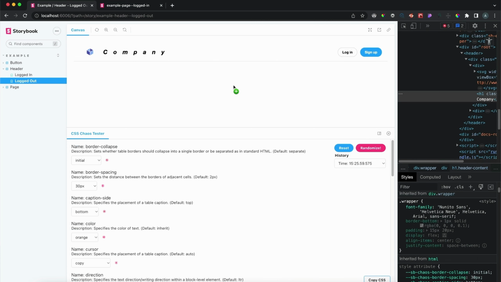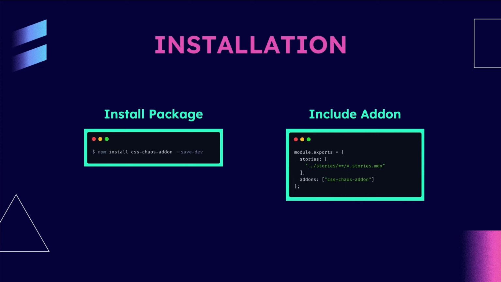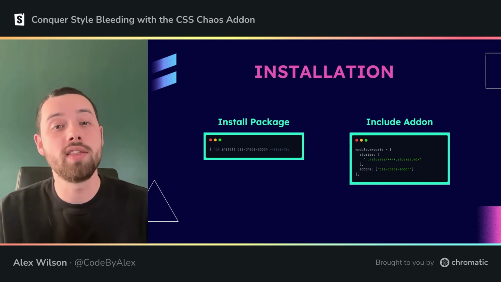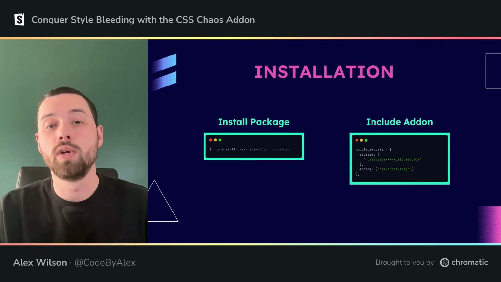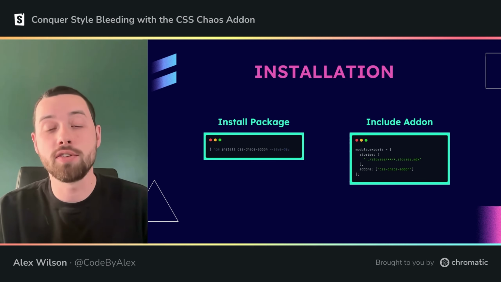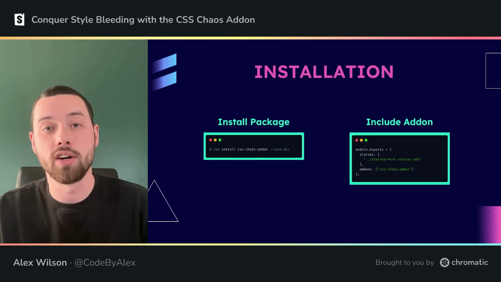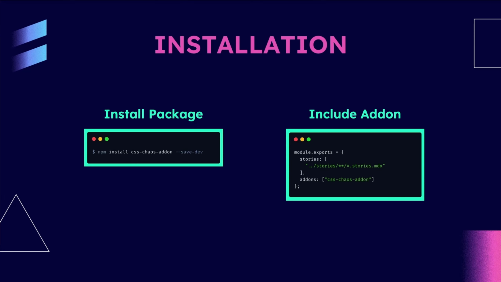All right, let's go back to the installation directions. To install the package, you need to run npm install CSS Chaos Addon --save-dev. That enables us to save it to our dev dependencies rather than our bundle dependencies. Next, we need to include our add-on, and this is the same way that you'd include any other add-on. We need to add our namespace to the add-ons array, and that namespace is set to CSS Chaos Addon. Once we have that, we can get up and running.